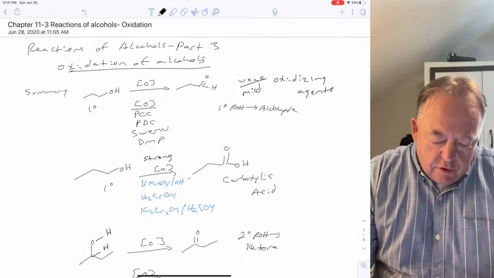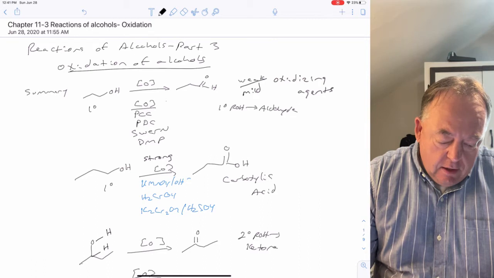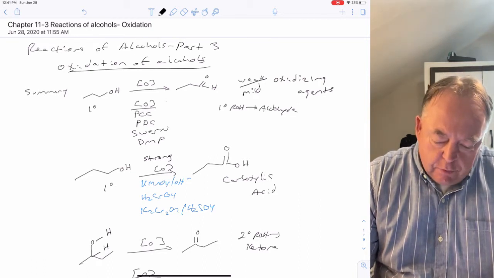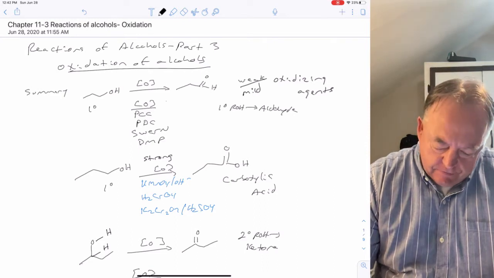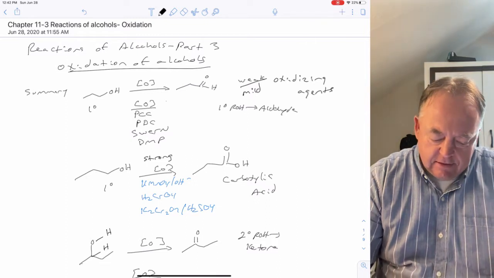So this will be the third lecture out of chapter 11, so this should be the last lecture. So we'll just continue looking at the reactions of alcohols. In this particular lecture, we'll look at how alcohols can be oxidized. So they can be oxidized to aldehydes, ketones, carboxylic acids.